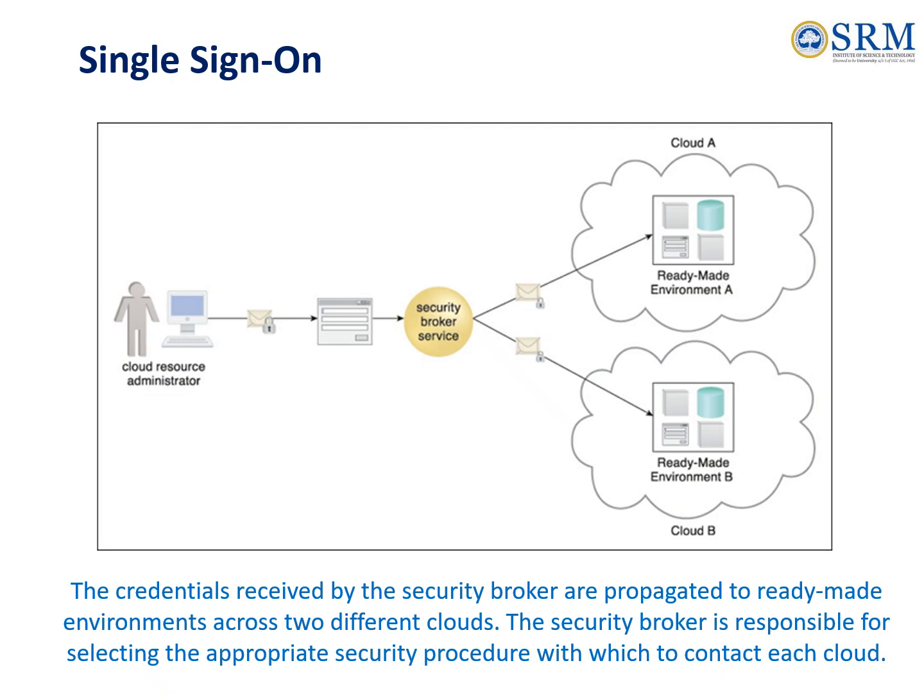This diagram explains how single sign-on works across different cloud environments. Here, the security broker receives the user credentials and then propagates the authentication information to different ready-made environments located in separate clouds. Think of it like using one university identity card to access different departments inside the campus. Even though the departments are separate, the same identity card is accepted everywhere. Similarly, in cloud computing, the security broker manages authentication between different cloud platforms. The user does not need to log in separately for each cloud because the broker handles the authentication process in the background.